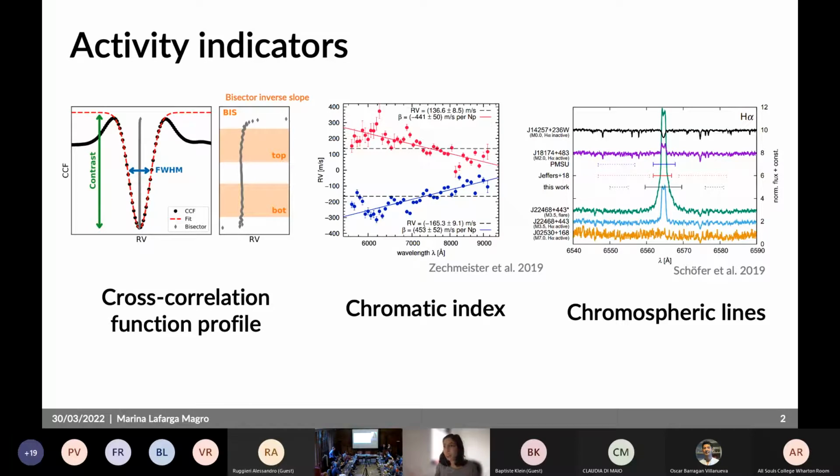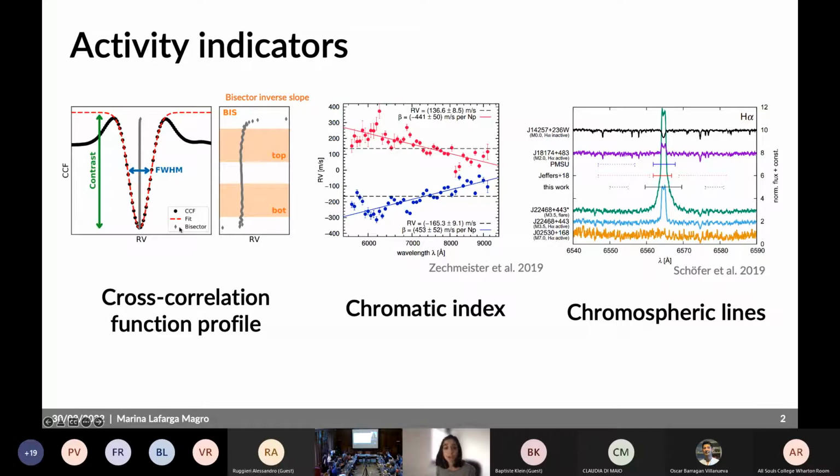As we've been talking these days, you've seen that there are a lot of different methods that use different activity indicators to try to assess how stellar activity or stellar variability affect our observations, our spectra, and our velocities. So here I'm just showing you some of the most standard and most used spectroscopic activity indicators.